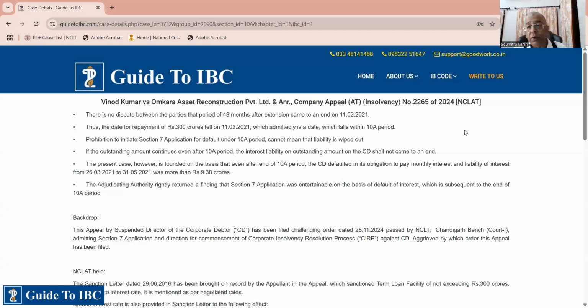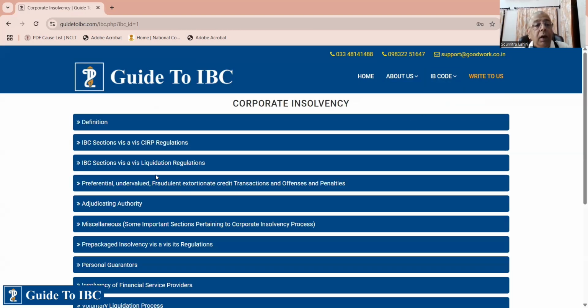If the interest is accruing, the interest is not barred in such a case. You cannot say that the 10A period will take care of the future interest. Because the essence of 10A is that you cannot initiate any action, but the debt remains. So this is an interesting case. Now let us come to Section 14, which I found to be an interesting case.